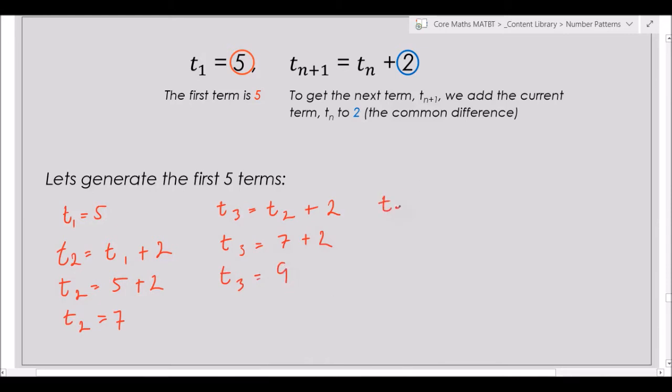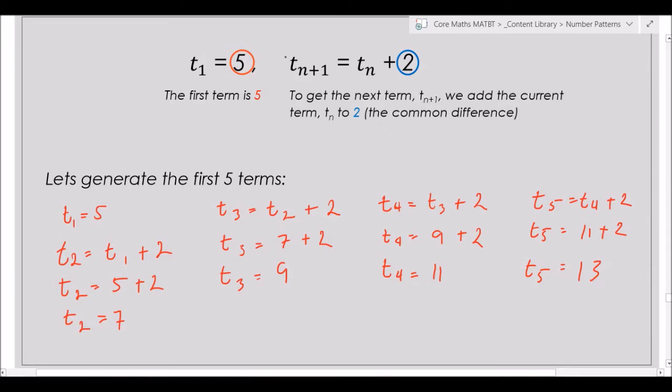Term 4, and you can probably see the pattern here, is equal to term 3 plus 2. So term 4 would be 9 plus 2, which means that term 4 is 11. And then term 5 would be term 4 plus 2. So term 5 is equal to 11 plus 2, which means term number 5 is 13. So that's how we generate our sequence.